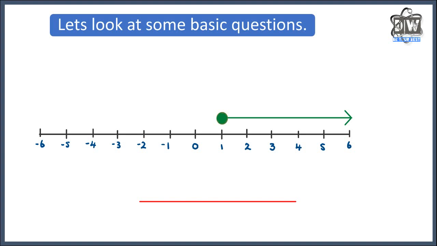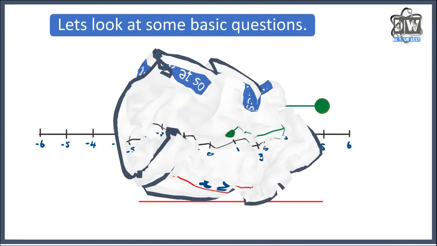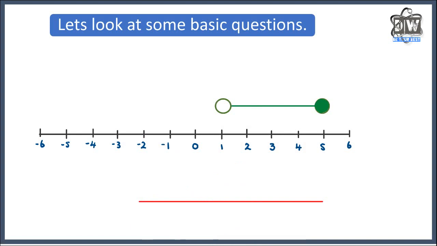So here we go on this one. We've got x again and we've got 1 again. We know that x will be greater than, but on this occasion, because it's shaded in, it's equal to. And here we go. Give this one a go and see if you've got that one correct.